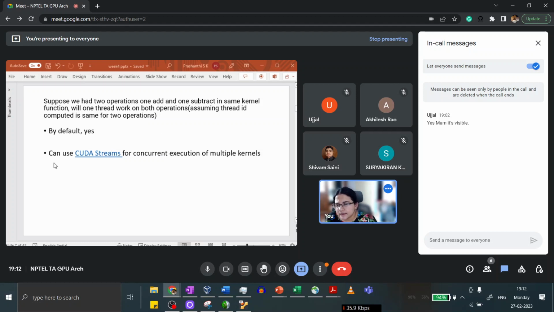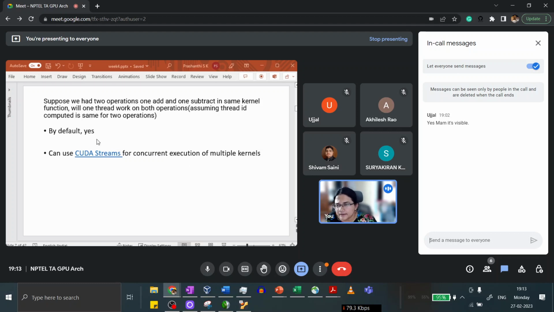So that's why I put in this extra line around CUDA streams. If you want concurrent execution here, for instance, if you wanted the add operation and the subtract operation to happen at the same time, then what you would do is define one kernel with an add operation and one kernel with a subtract operation, and you can use an advanced feature of CUDA called CUDA streams, which will help you execute both of these kernels concurrently, meaning at the same time.